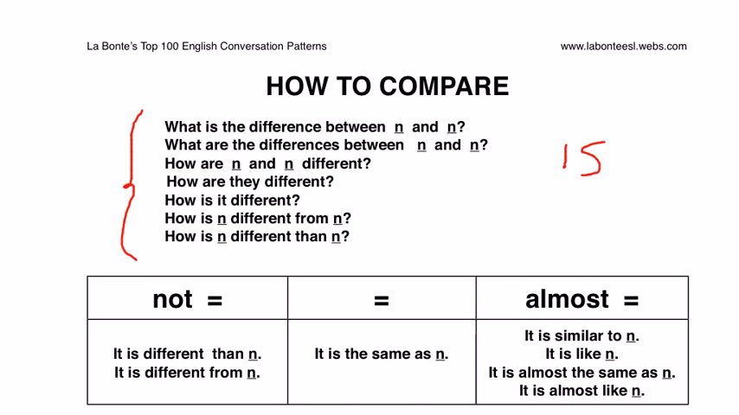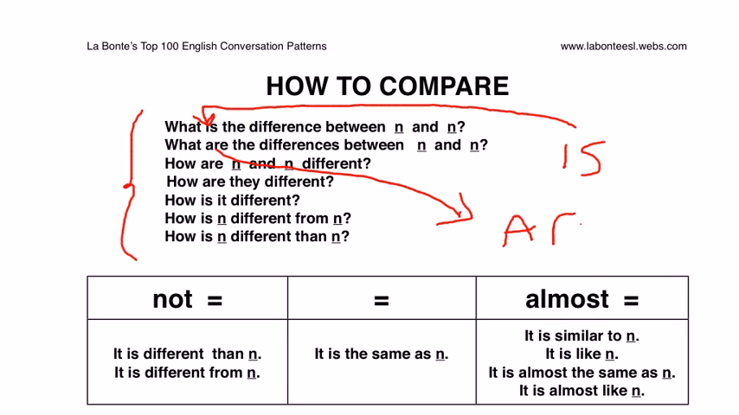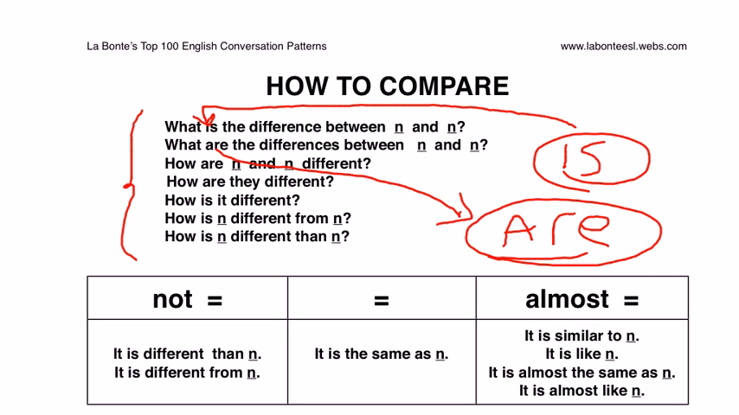Basically, if you anticipate only one difference in the question, what is the difference between? If you anticipate a lot of differences, simply are is used, the plural. Is for the singular, are for the plural.